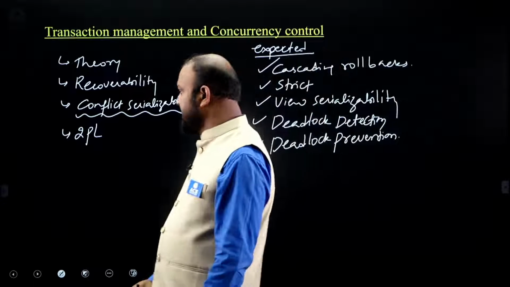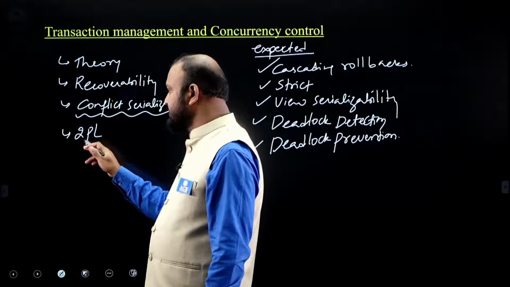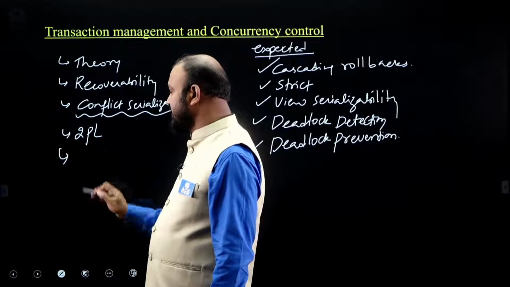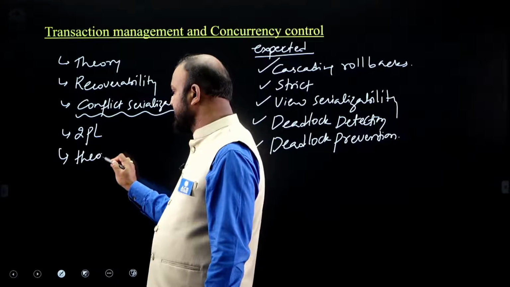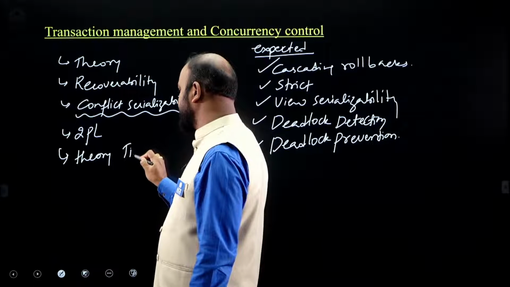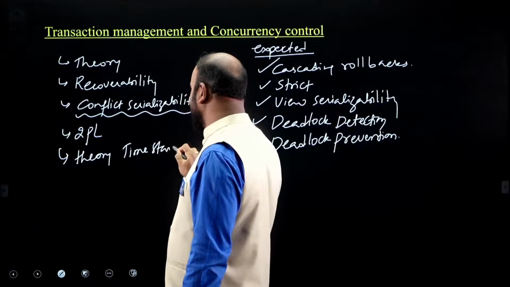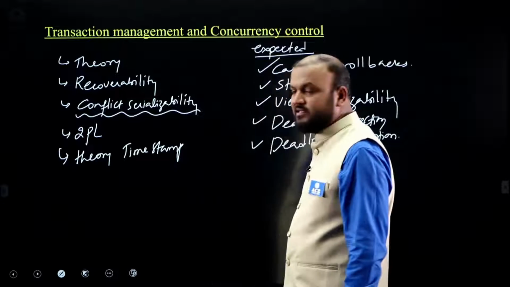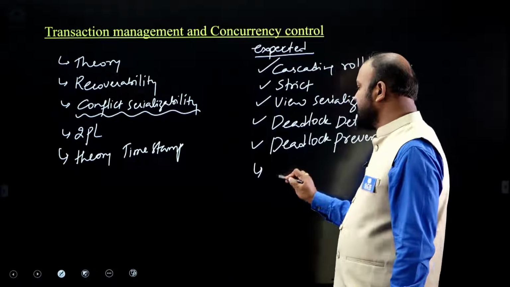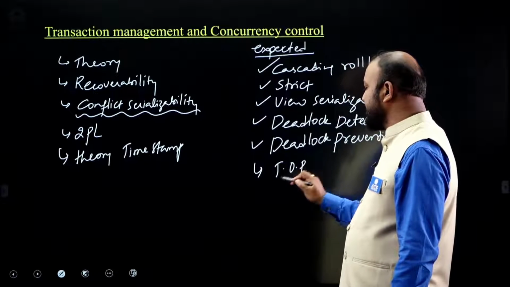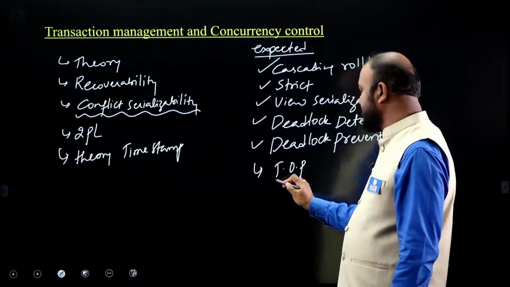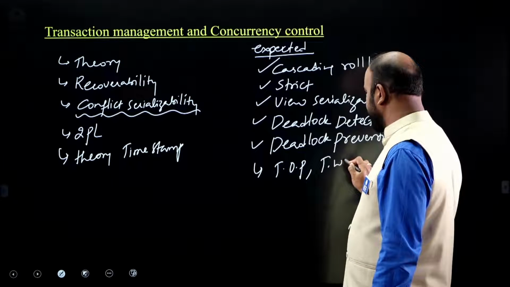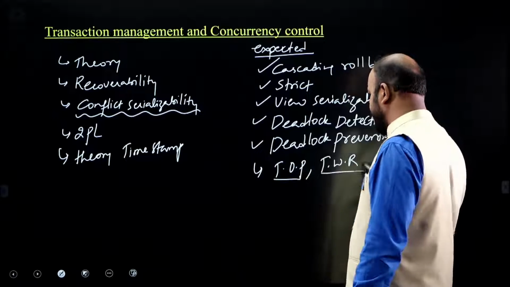Next possibility: on concurrency control protocols, only theory questions are asked on timestamp based protocols. This is only theory questions on timestamp based protocols. You can expect problems on the timestamp ordering protocol and its variant called the Thomas Write rule. You can expect problems on these.